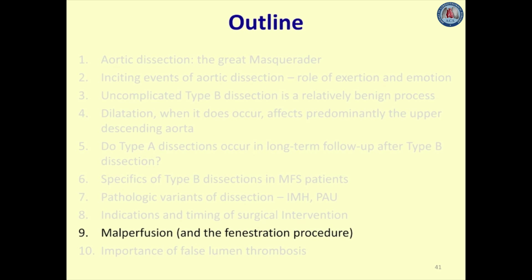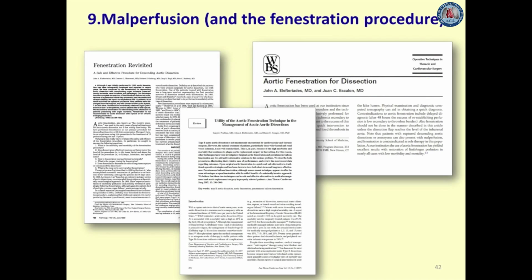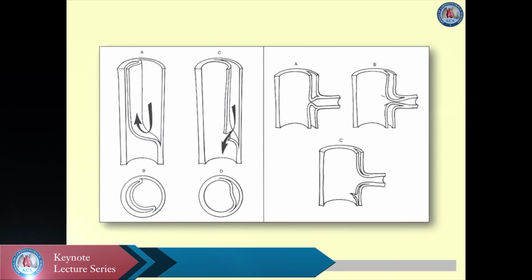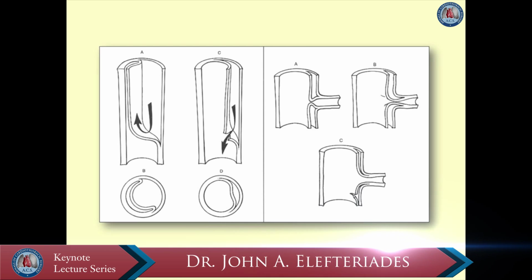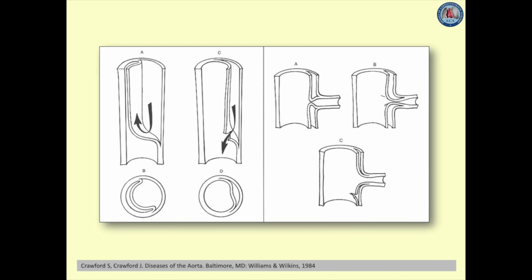Let's look now at the fenestration procedure. We've written about this on multiple occasions. The whole principle is to decompress the false lumen and in that way take away the narrowing of branch vessels that produces malperfusion. This is a very quick procedure. Please keep in mind that this procedure does not involve any prosthetic grafts. It's done at a low abdominal level, so there's no need for any left atrial femoral bypass or other perfusion adjuncts. It uses all native tissue.